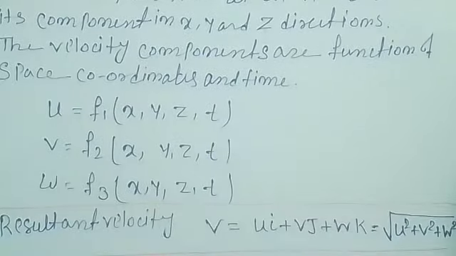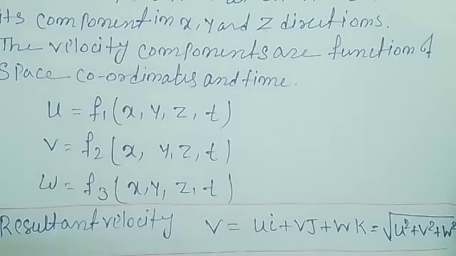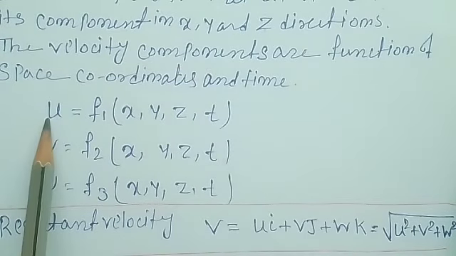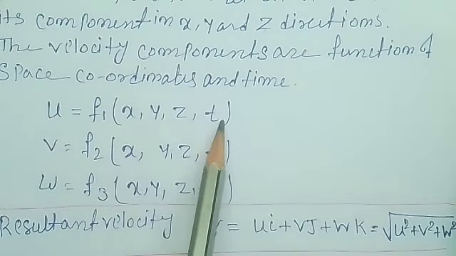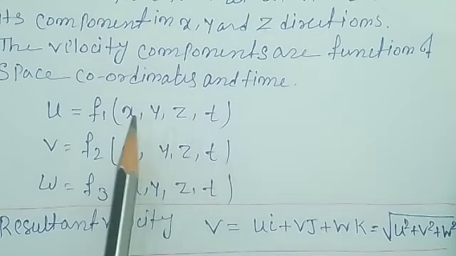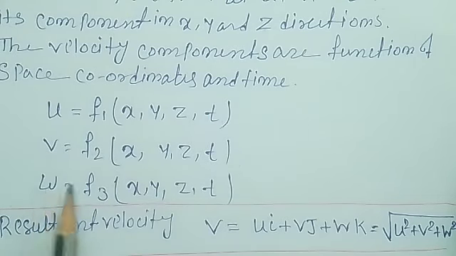First of all, we can categorize the velocity into three components, u, v and w, along x, y and z. So u is equal to a function of x, y, z and time. Similarly, v is a function of x, y, z and time, where x, y, z is the position and t is the time, and w is equal to f3 of x, y, z and time.